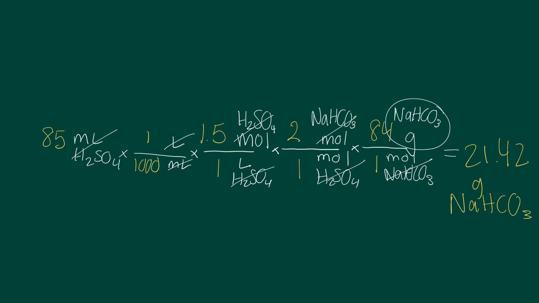Now we want to go back and compare this to what we're given. It says that we have 15 grams of sodium bicarbonate next to us on the counter. And it looks like because 15 is less than 21.42, we do not have enough sodium bicarbonate to completely neutralize the sulfuric acid that we've spilled, because you need 21.42 grams of sodium bicarbonate to neutralize it.